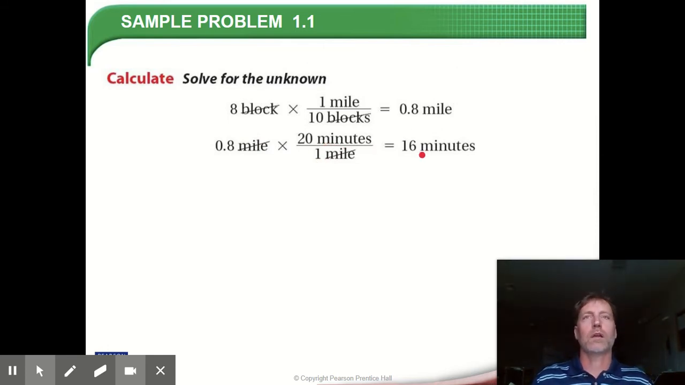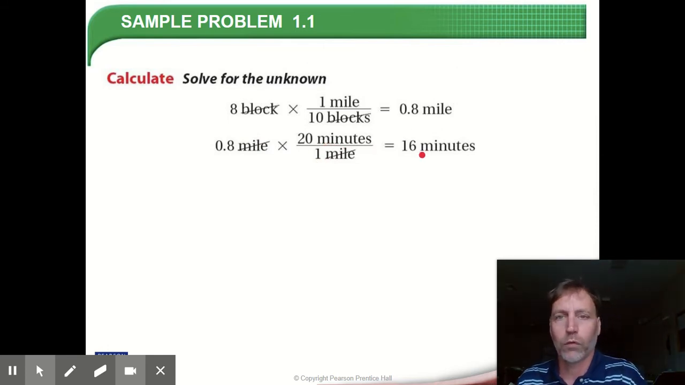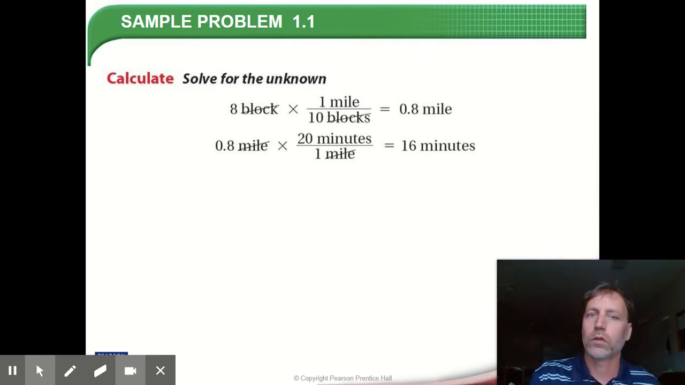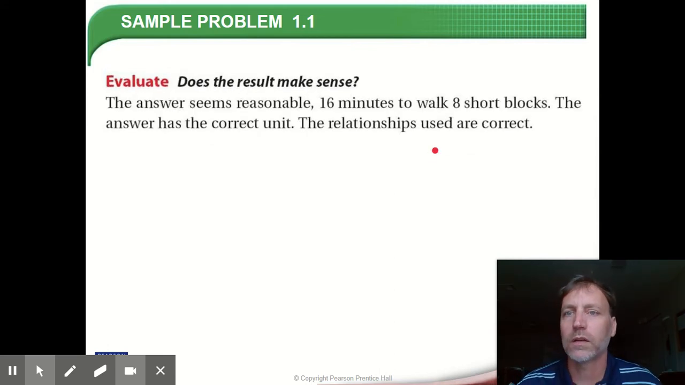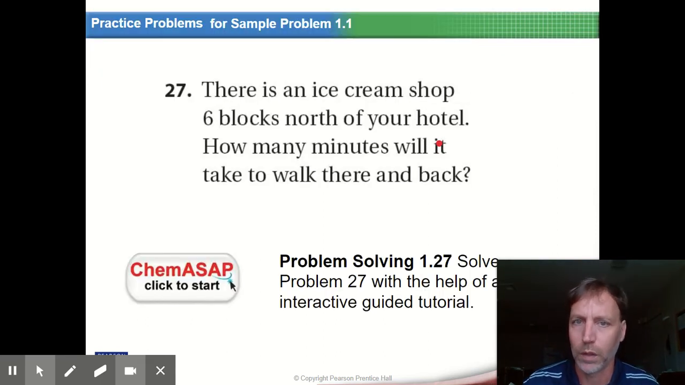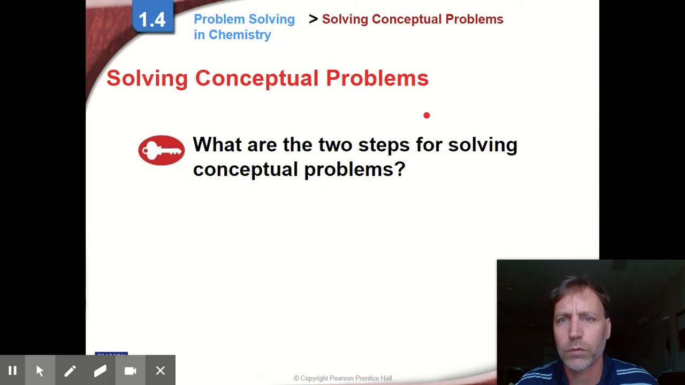So we know that it's going to take us 16 minutes to go from where we're at the Capitol to the theater. So we need to account for that when we want to make sure we get to the performance on time. So that's an example of a problem that we'll do. All right, so we'll skip through here.